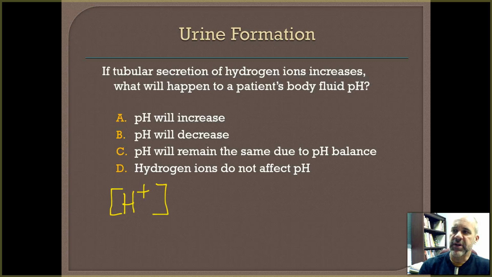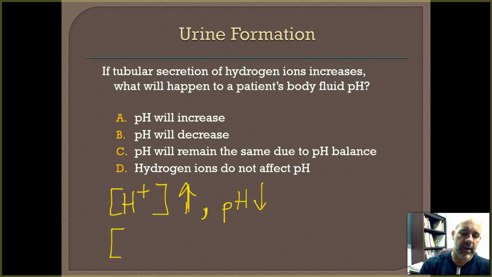Remember, if we put hydrogen H+, we put brackets around it, that's referring to the concentration of those hydrogen ions. If the concentration of hydrogen ions increases, what happens to the pH value? It actually goes down. There is a mathematical reason for that. You'll learn it when you take a chemistry class if you have to take one. On the other hand, if your hydrogen ion concentration drops, your pH value goes up.